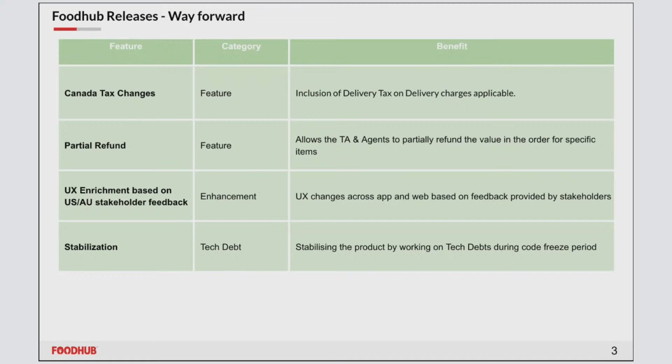We also have partial refund lined up, which allows the takeaway and agents to partially refund the value of missing items in the order. And we also will be working on UX enrichment based on the feedback that we received from US and Australia stakeholders. During the code freeze period, we have planned to work on stabilizing the product by working on all the tech debts left.